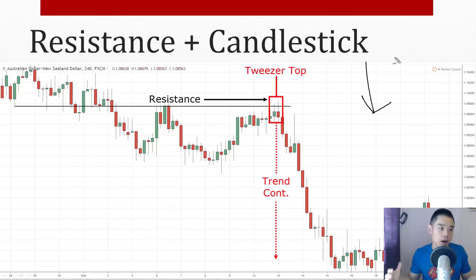Number two, area of value. Are we trading from an area of value? Well, you're trading at this area of resistance, right? So that's where we are at. And number three, do we have an entry trigger?